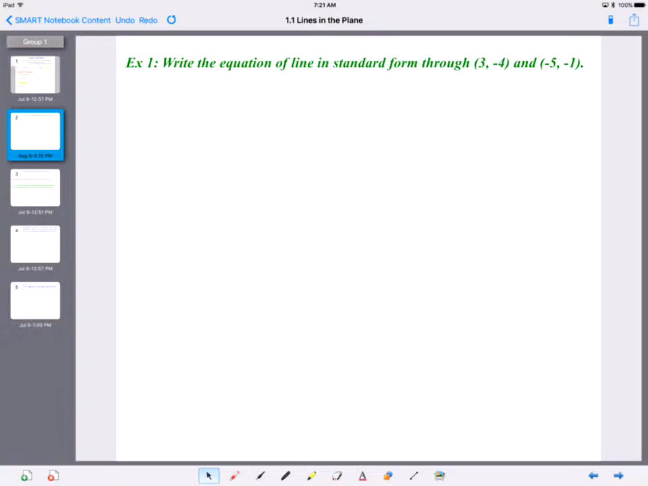Write an equation of a line in standard form through 2 points. So what I would do right now is pause the video, give you a minute to see if you can think through this yourself. Go back to your Algebra 1 days and see if you can write the equation of the line given 2 points.